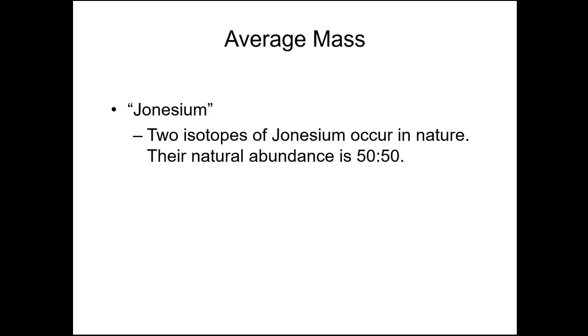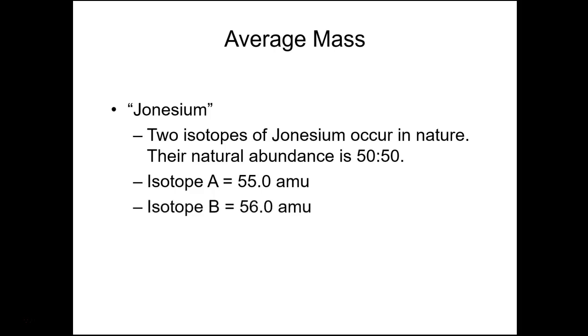That is, every other isotope of jonesium is isotope A. So exactly half of the isotopes of jonesium are isotope A, which has a mass of exactly 55 AMU. And the other half, exactly, of all the isotopes of jonesium are isotope B, which has a mass of 56.0 AMU. So what's the average mass of jonesium?